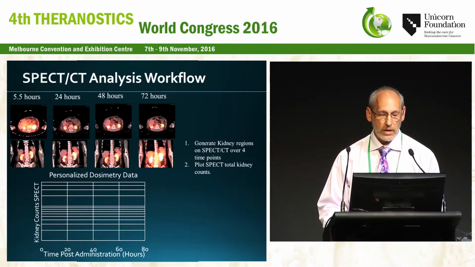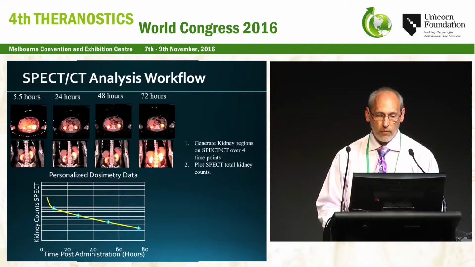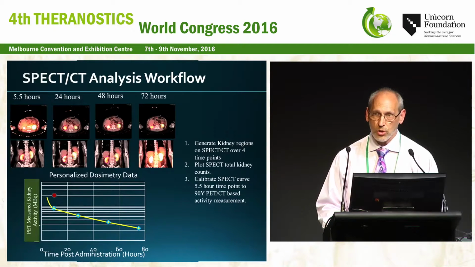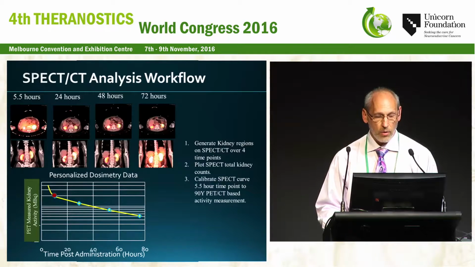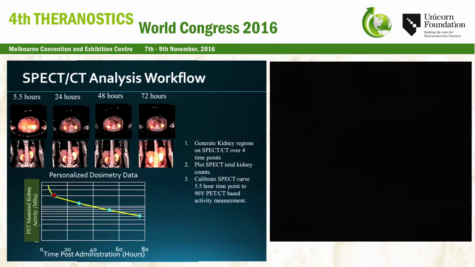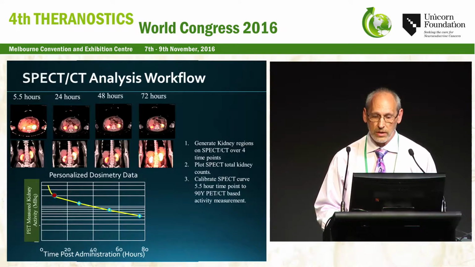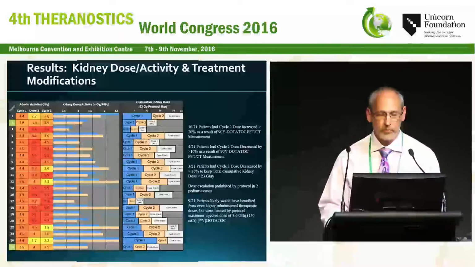From that, we ended up generating a plot of kidney counts, in arbitrary units here, for the 4 data points from 5.5 hours up to 72 hours. But you remember that we also took a PET scan at 5.5 hours, which isn't in arbitrary units, it's in megabecquerels. So what we did was we scaled the SPECT curve to match the PET at that 5.5 hour time point. You integrate under this and you get total counts, and from total counts you can calculate the total dose.